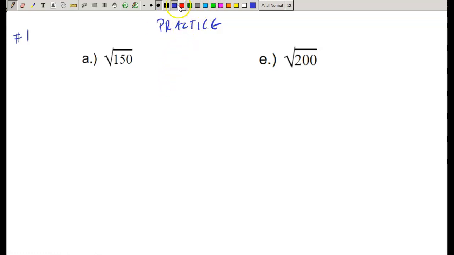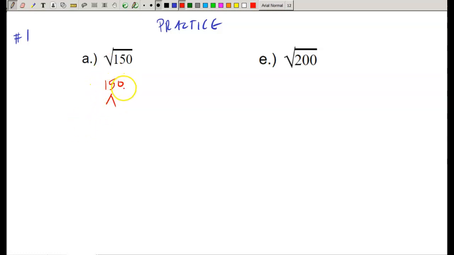I'm going to show you how to do it another way, just in case this one makes more sense to you. But for letter A, we have the square root of 150. What you can do with root 150 is simply take the number 150 and start factoring it by doing a prime factorization. It's basically doing that factor tree that you've done before with any number.